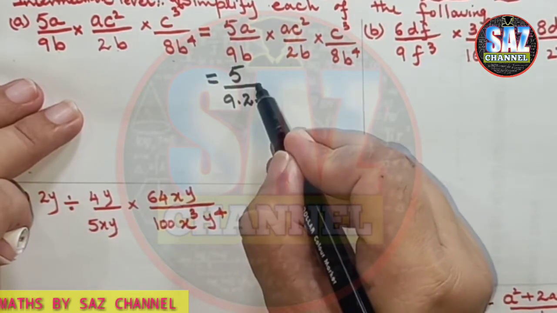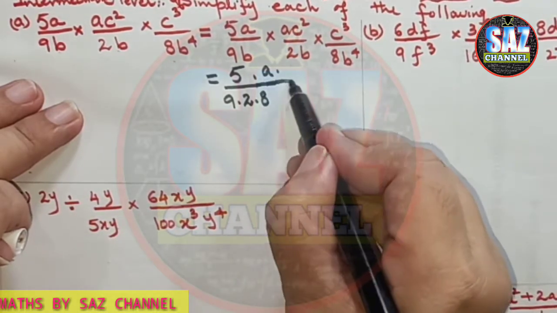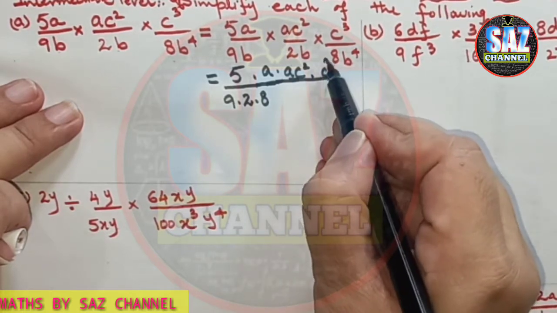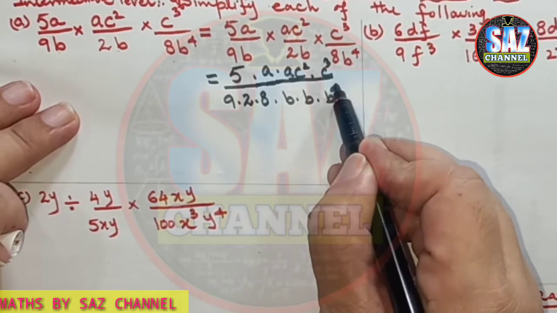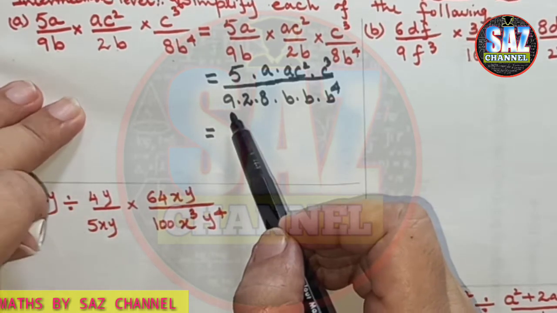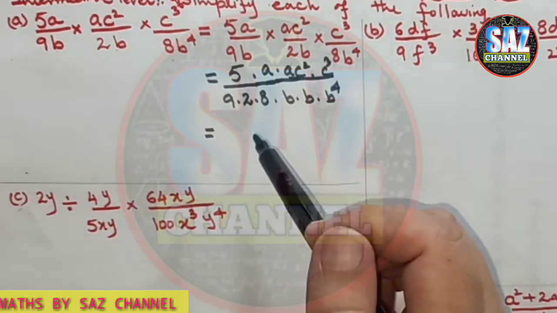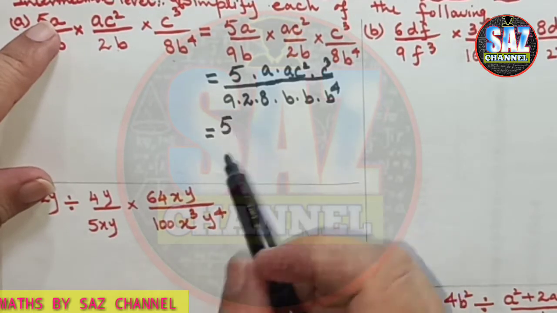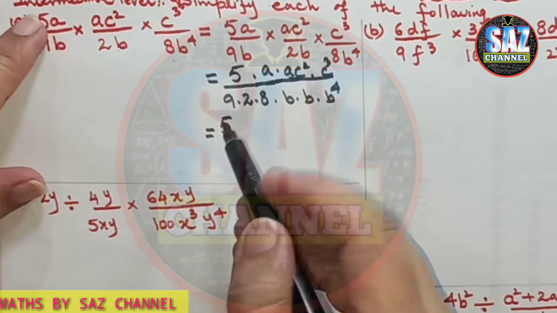Coming to the variable terms, I have a in the numerator multiplied by a, c square multiplied by c cube, upon b multiplied by b^4. In the numerator we just have 5, and in the denominator the numbers 9, 2 and 8. They do not have any common factor, so I will write 5 as it is, and then multiply 8 with 2, which is 16, and 16 multiplied by 9 is 144.